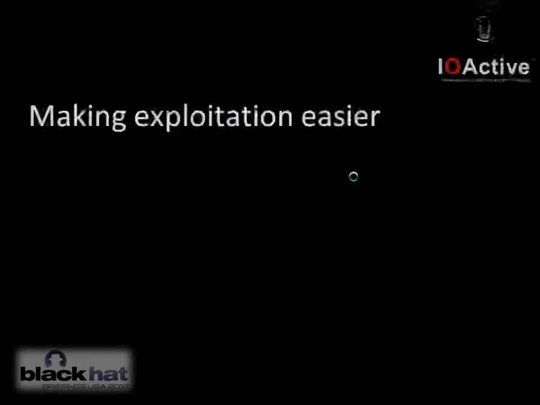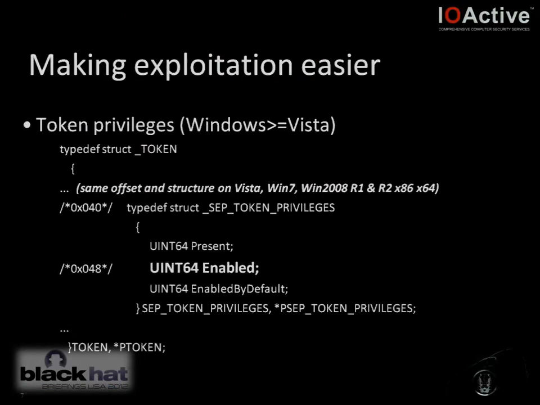So let's see now the second trick. Another interesting Windows kernel structure I found is the token privilege structure. This structure is inside the token structure, and it has the same offset on Windows Vista, Windows 7, Windows 8, etc. And it has three different fields inside the structure. One is the present field, the enable field, and the enable by default.